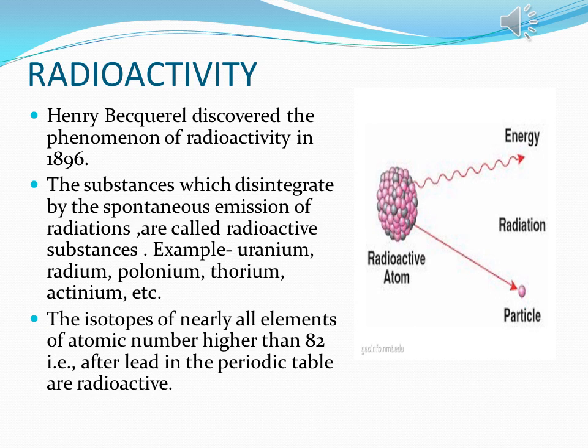the substances which disintegrate by the spontaneous emission of radiations are called the radioactive substances. The isotopes of nearly all the elements of atomic number higher than 82 are radioactive because the number of neutrons is much more than the number of protons for these elements.